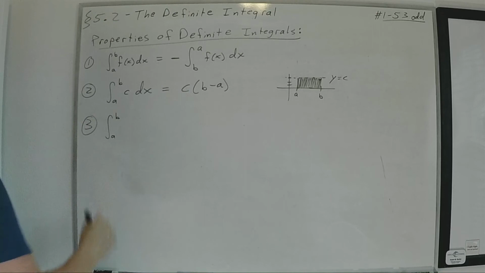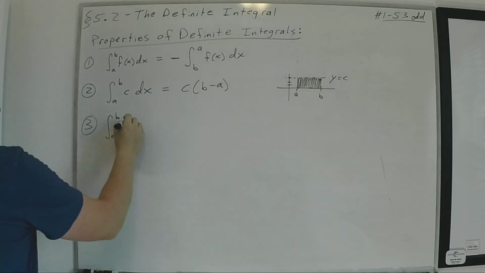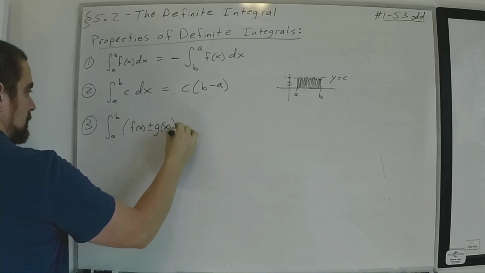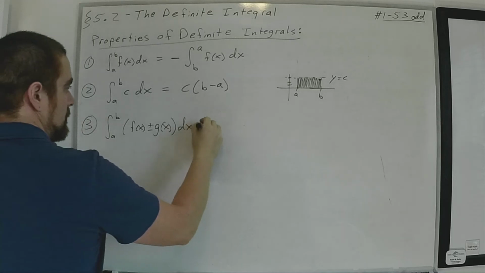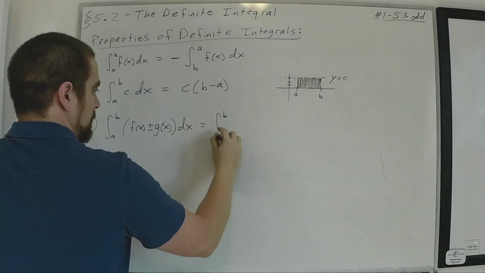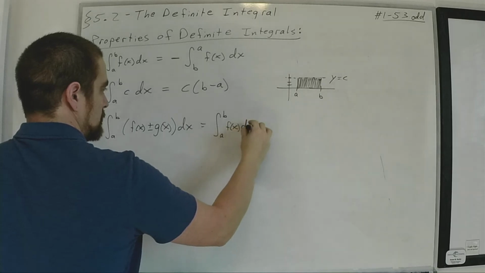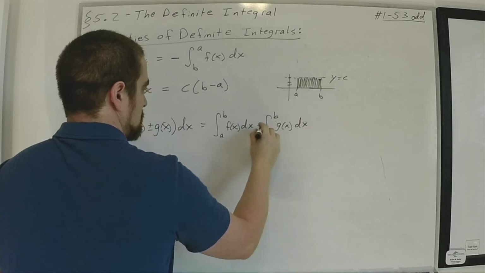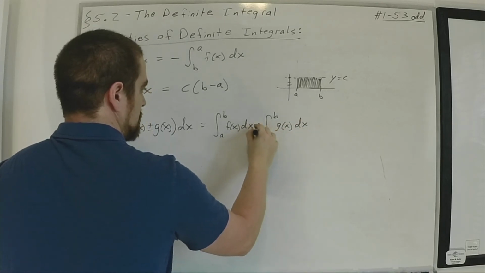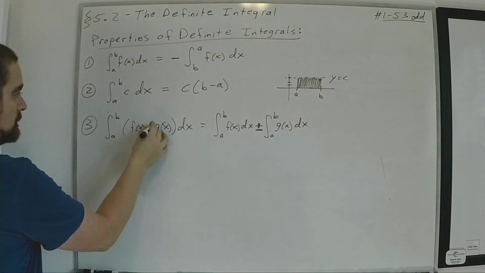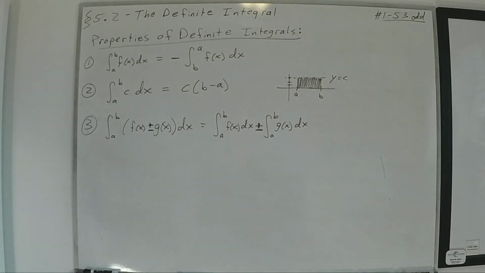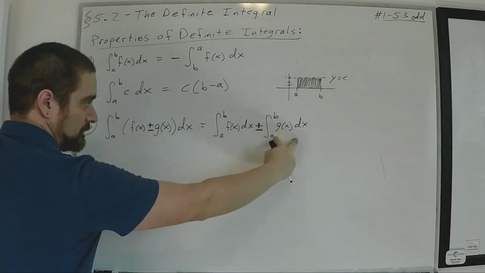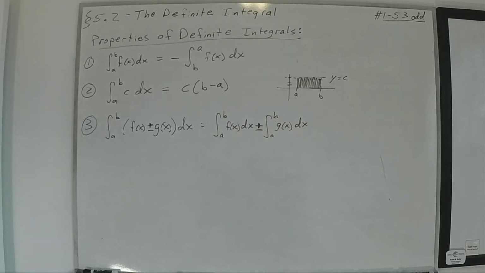This is overkill. Third property, if we're integrating f of x plus or minus g of x from a to b, then what we can do is integrate from a to b the function f of x with respect to x, and then integrate from a to b the function g of x with respect to x. And if it's plus, we add these two integrals together. If it's minus in between those two functions, we subtract those two integrals. Basically what this is saying is that, much like differentiation, we can do it term by term. We can integrate term by term as well. So that makes things pretty nice for us.